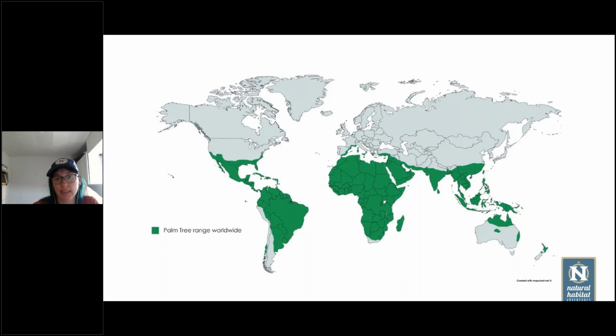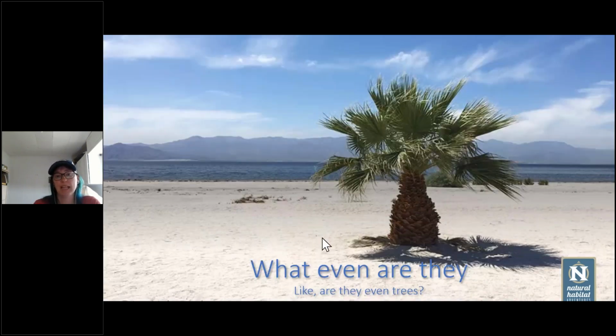So you can see they're native to every continent except Antarctica, North America, Europe, Australia, as well as subtropical Asia, most of Africa and most of South America do have palms within their vegetation zones. So let's start off by saying, what even are they?